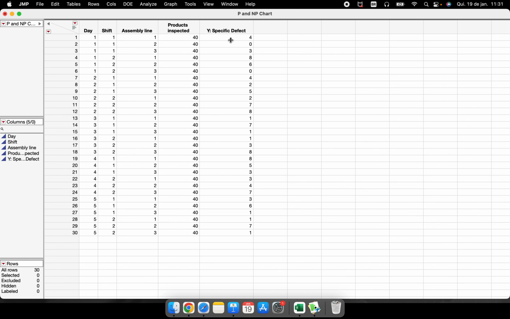So the NP chart, differently from the P chart where we saw the proportion of the specific defect, now we are interested in the count, the direct number of parts that we had inside of these n trials that we have. So the data table is exactly the same that we used in the P chart, but the goal is a little bit different. So let's go there.